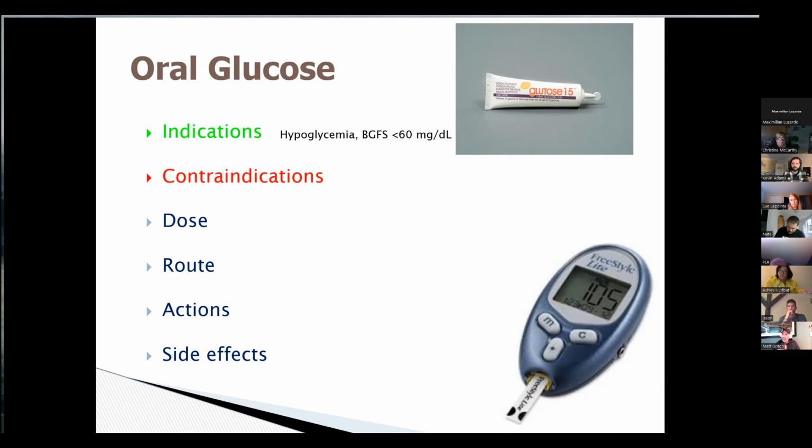Kevin, at what point during your interaction with a patient do you end up measuring blood sugar? That's a good question. And that's going to depend on how the patient is presenting.